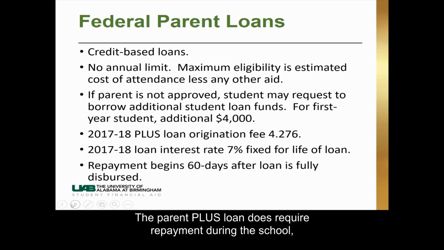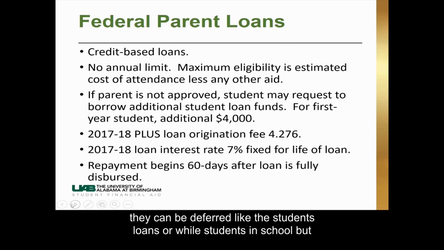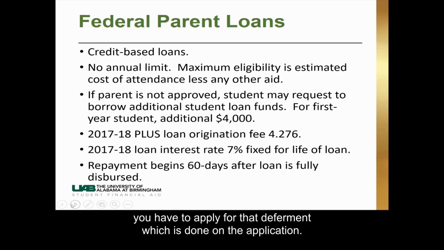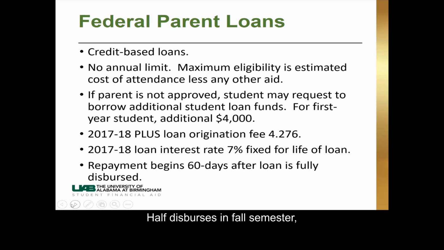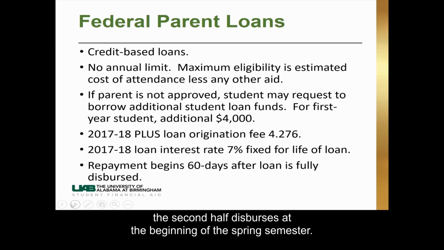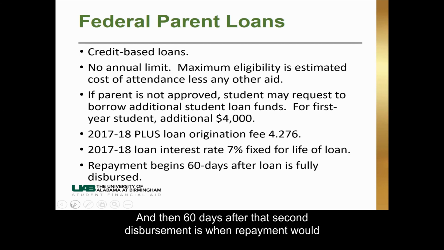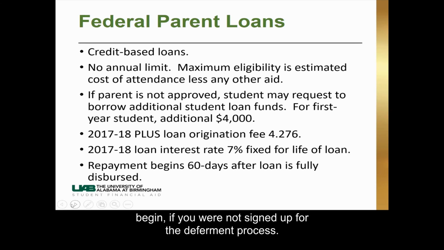The Parent Plus loan does require repayment during school. It can be deferred like the student loans are while the student's in school, but you have to apply for that deferment, which is done on the application. If you do not apply for that deferment, then repayment will begin 60 days after the loan is fully disbursed. In general, those loans are split up equally between the fall and spring semesters. Half disburses in fall semester, the second half disburses at the beginning of the spring semester, and then 60 days after that second disbursement is when repayment would begin if you were not signed up for the deferment process.